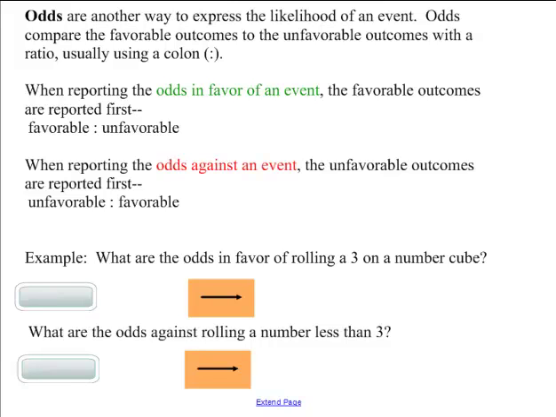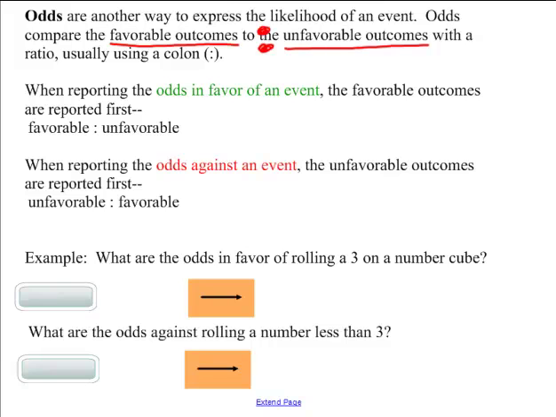Odds are very different than probability, and they get mixed up all the time in the real world when we say those two words. Odds aren't divided by the total. Odds aren't even a fraction. Odds are written as a ratio, usually with a colon. Odds compare the favorable outcomes to the unfavorable outcomes. So there's never a total in here. You have favorable outcomes, colon, unfavorable outcomes.